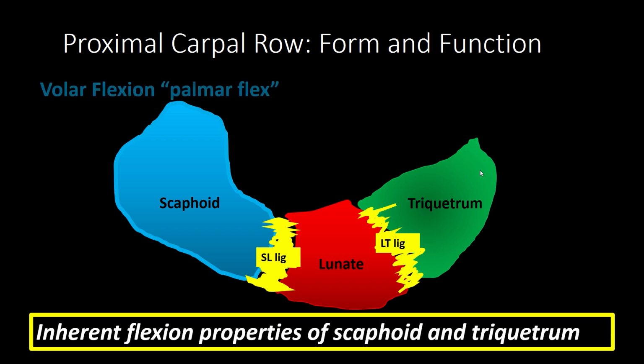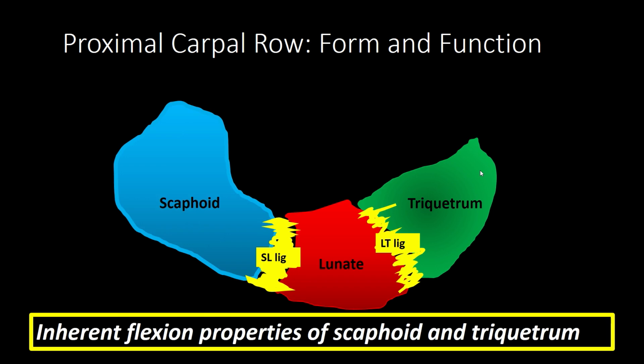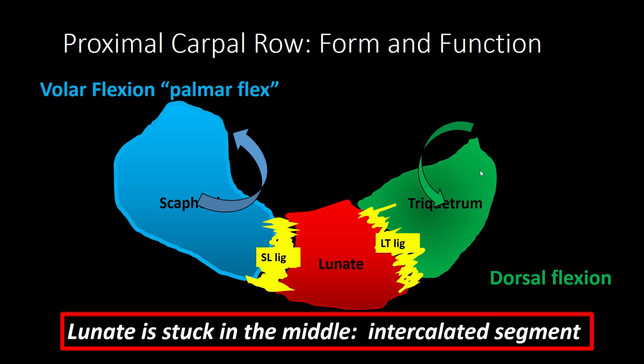The scaphoid, I always think it's kind of top heavy morphologically, will want to inherently volar flex or flex palmally or rotate palmally. And then the triquetrum is the opposite. It's designed to flex and rotate dorsally. So this is important for that real nice coordinated motion that we can all do with our wrist. And so now the lunate gets stuck in the middle, and it is well named. It is called the intercalated segment. And so this balance and motion works very well when the ligaments are intact.